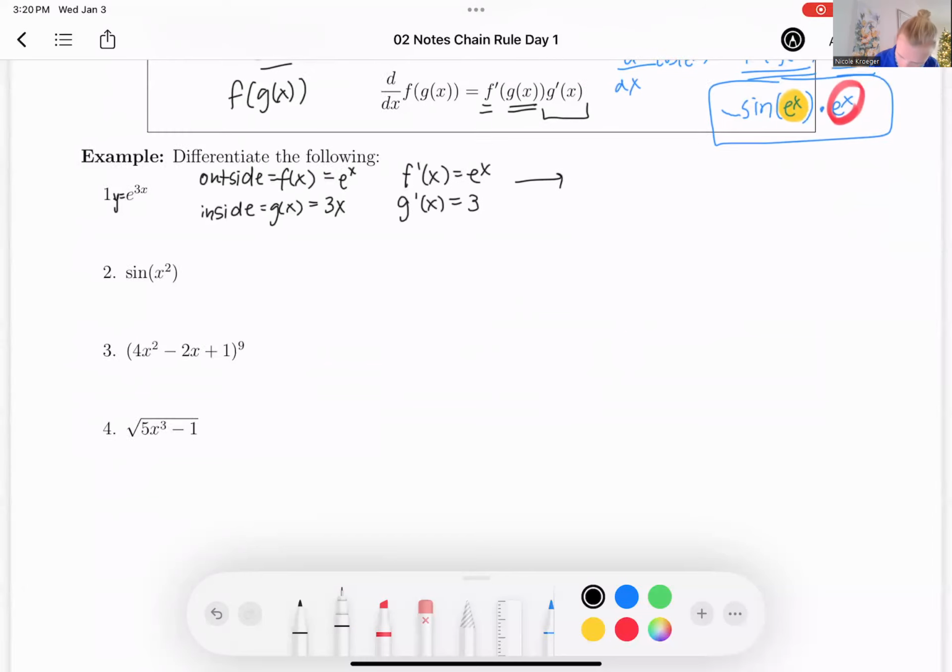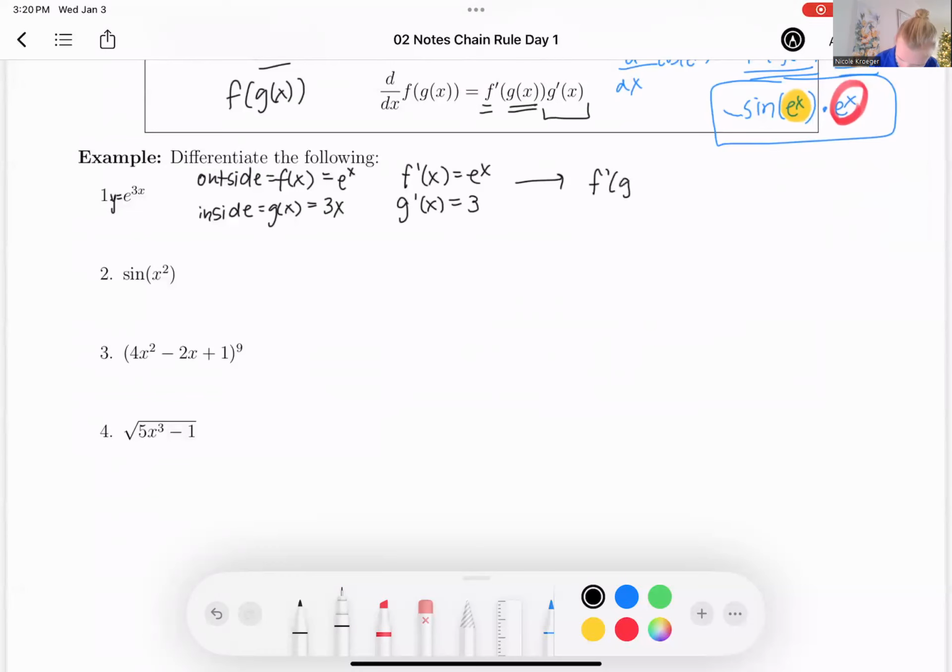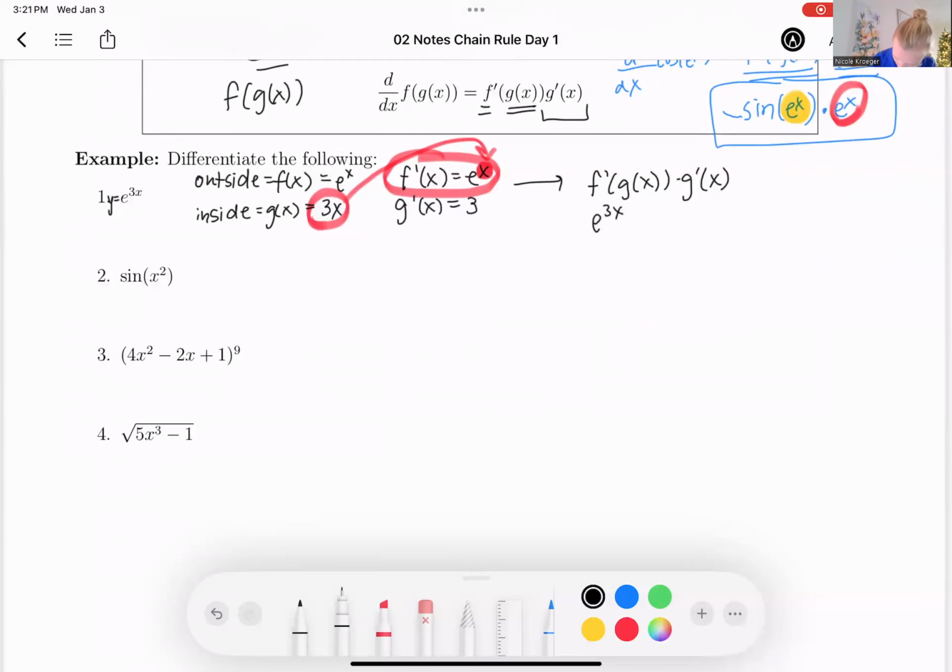Okay, and now I have to plug this all back together into f prime of g of x times g prime of x. So f prime of g of x means I take the derivative of the outside function and I replace its x with the original inside. So I get e to the 3x. And then I multiply all of that by the derivative of the inside function, which was 3. Okay, so we could write this as 3e to the 3x if we wanted to write it a little nicer.